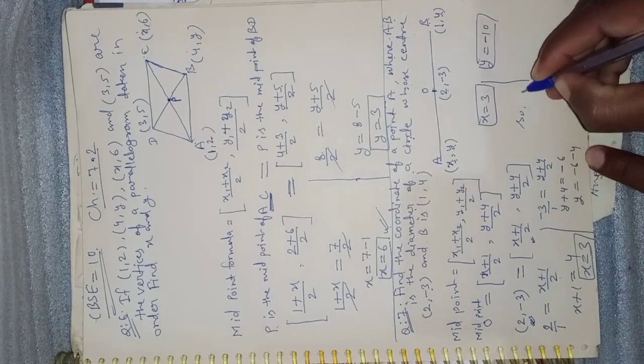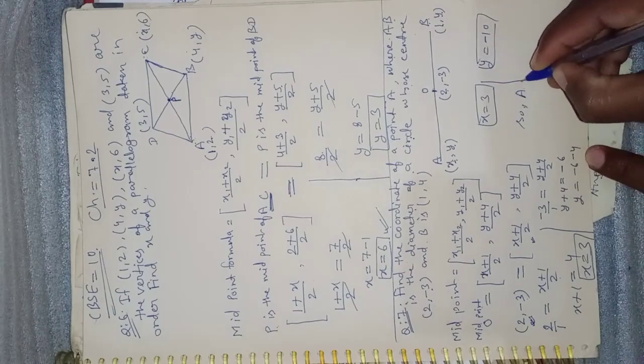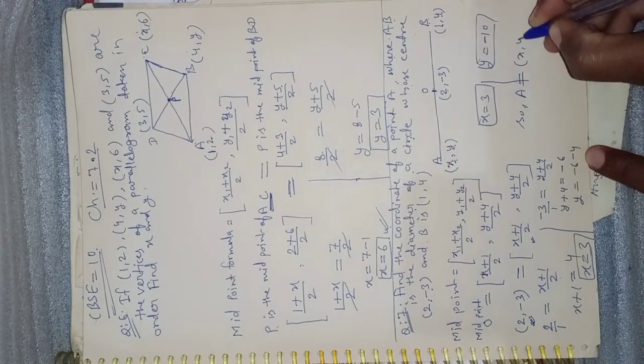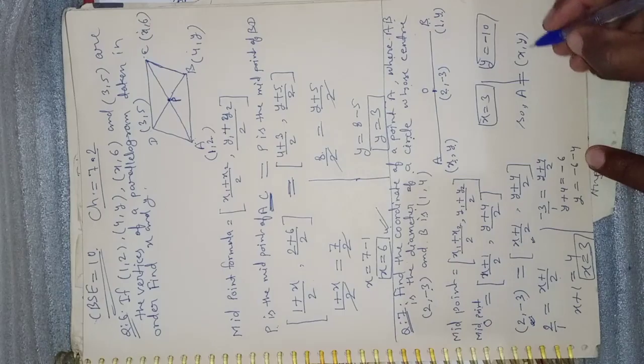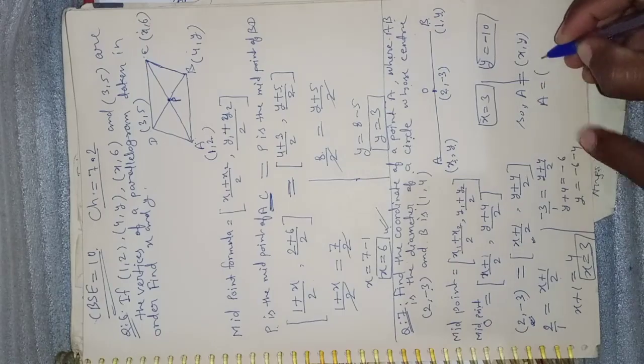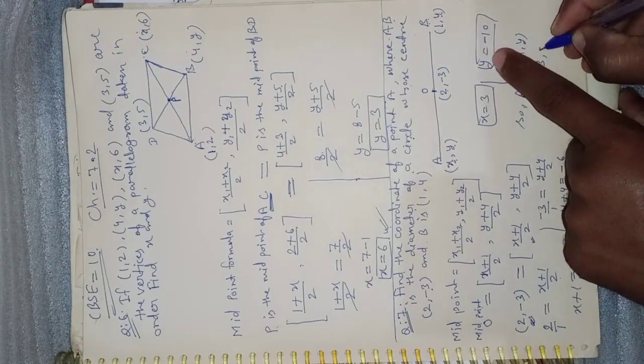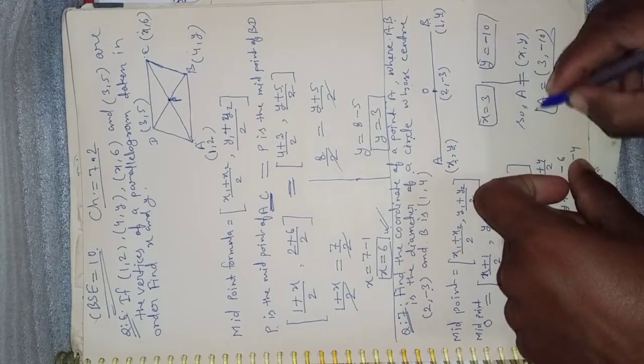So the A coordinate, A is equal to (x, y), and let's say A is equal to (x, y), and the x value is 3 and the y value is minus 10. That is our answer.